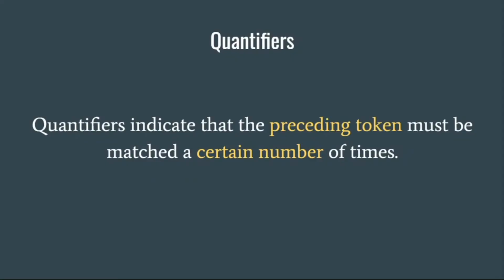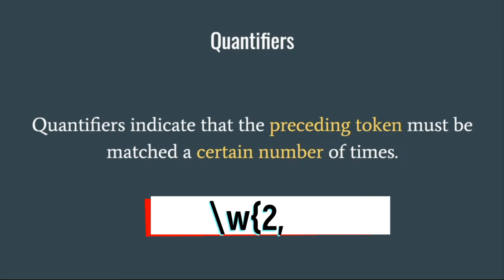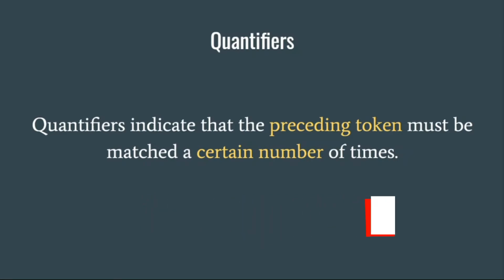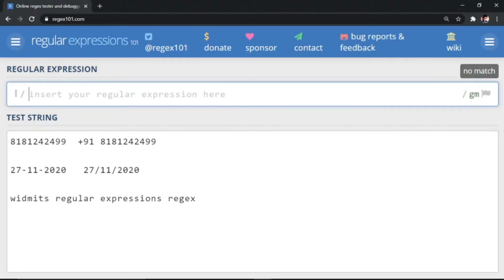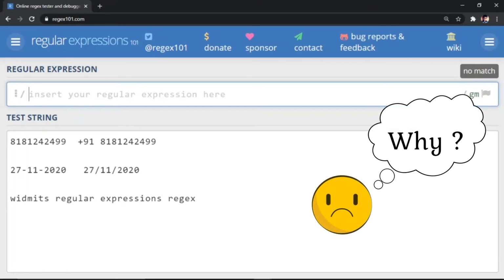So what are quantifiers? Quantifiers in regex indicate that the preceding token must be matched a certain number of times. They basically help you to control the occurrence of a certain token or group of tokens in your search results. This might sound confusing, so we will see it through some examples. But before that, let's see why we need quantifiers.